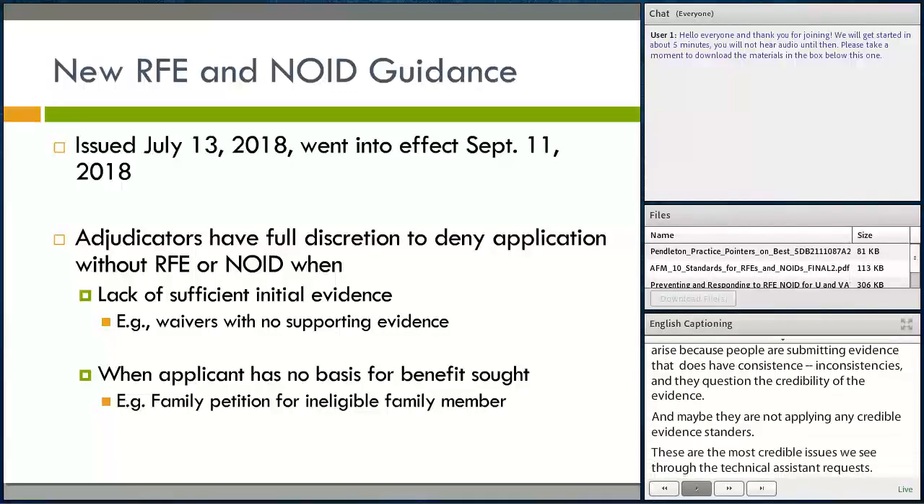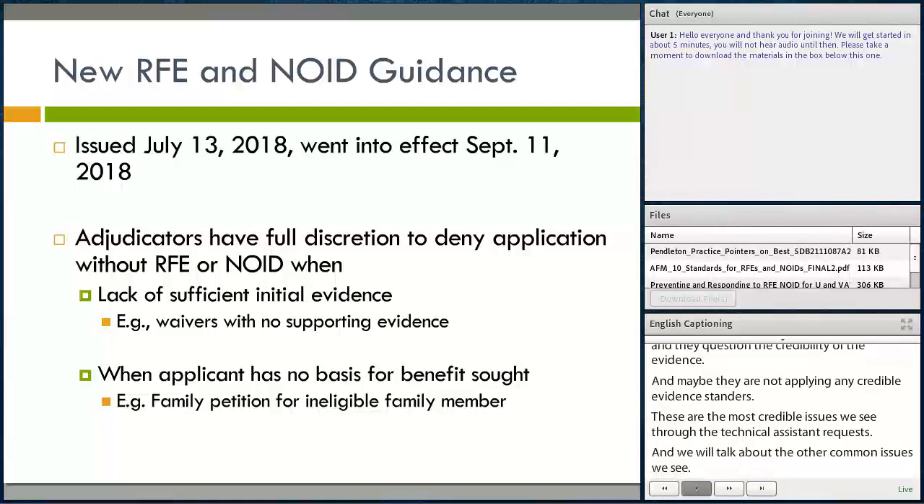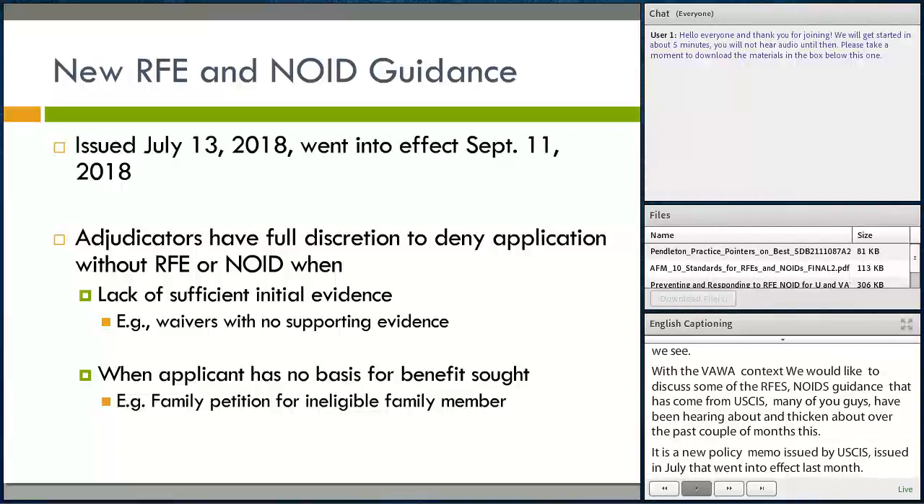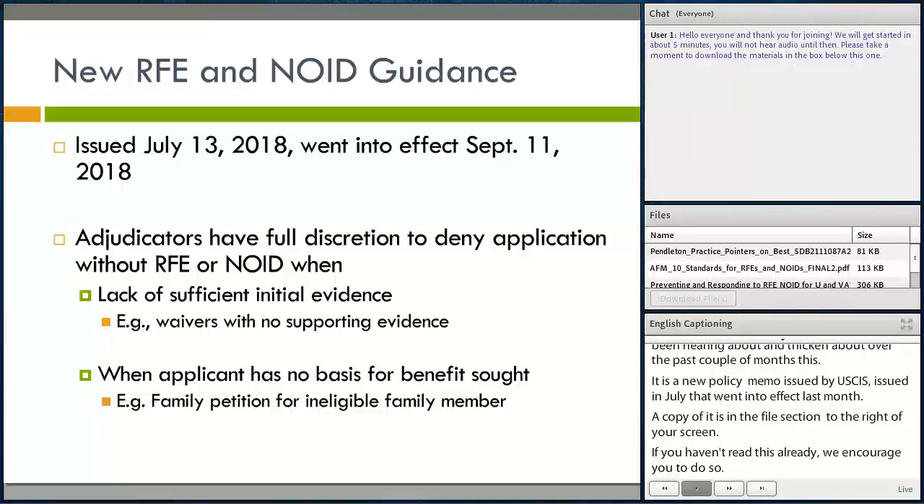But right now, we'd like to discuss some of the new RFE and NOID guidance that has come from USCIS and that I'm sure many of you guys have been hearing about and thinking about over the last couple of months. It is a new policy memo issued by USCIS in July that just went into effect last month. A copy of it is in the Files section to the right of your screen. So if you haven't read this already, we encourage you to do so. And there's also a Q&A from USCIS that came from their recent stakeholder meeting that addresses some additional questions that came out of this memo's publication.